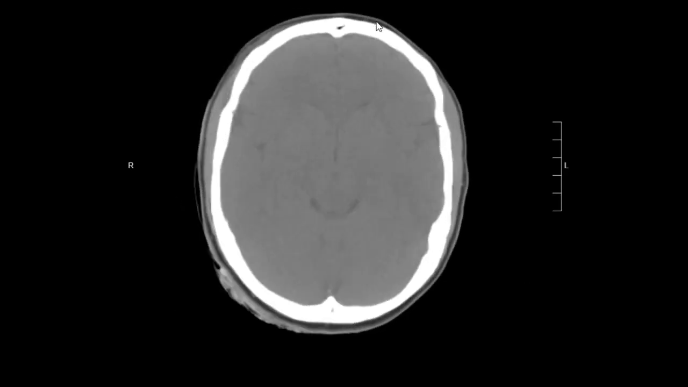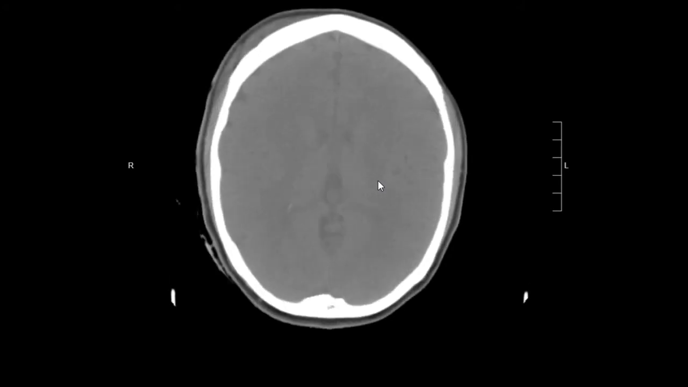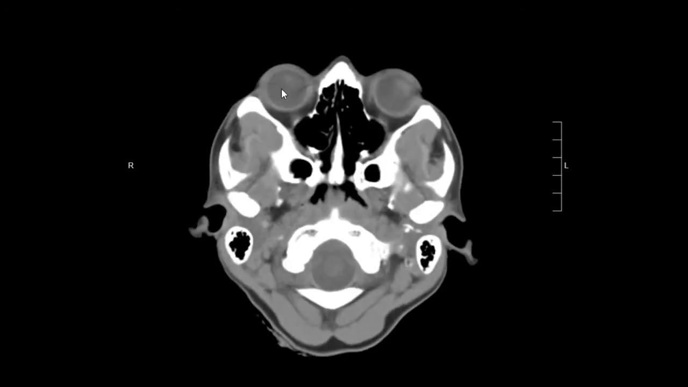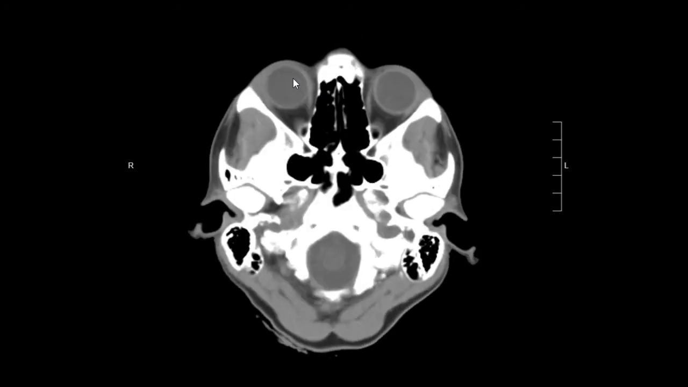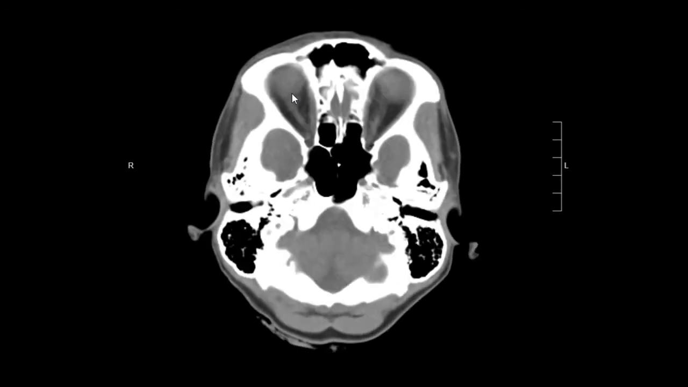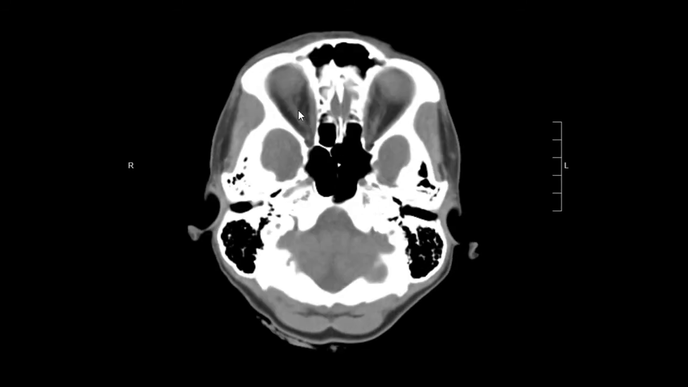Evaluate the rest of the scalp, and then on the left, the rest of the scalp appears normal. We'll take a look at the globes and the orbits, and we see here, as far as we can see, the globes are normal in morphology. They have normal shape, and we can just barely see the lenses here, and there's no obvious evidence of lens dislocation. And the extraocular muscles that we can see also appear normal.